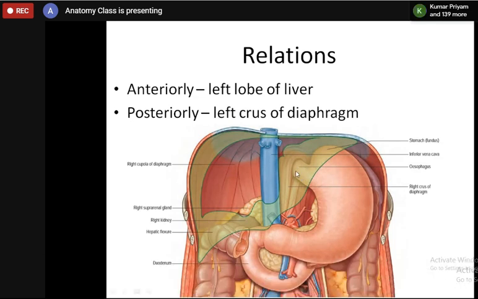This abdominal part of esophagus is related with the left lobe of the liver, and posteriorly it is related with the left crus of the diaphragm. Here, the right and left crus of the diaphragm. So this left crus of the diaphragm is the posterior relation of the abdominal part of esophagus.